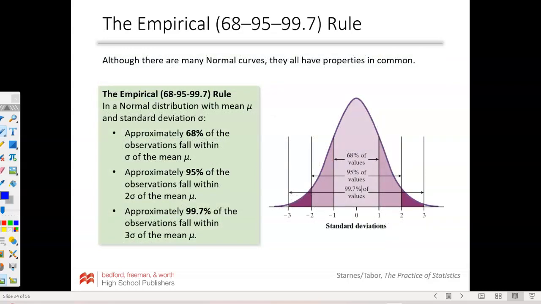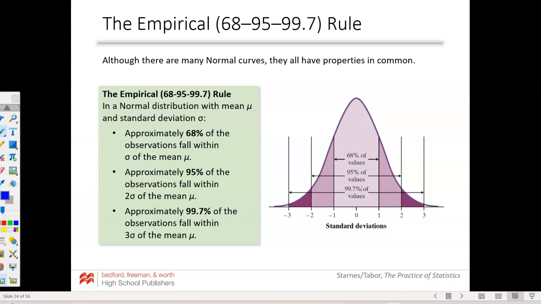This is kind of like the empirical rule. This is a rule of thumb we use that's pretty accurate. It's not perfectly accurate, but it's pretty accurate, and it's a good approximation. We can do a lot of calculations without even our calculator if we know the empirical rule.